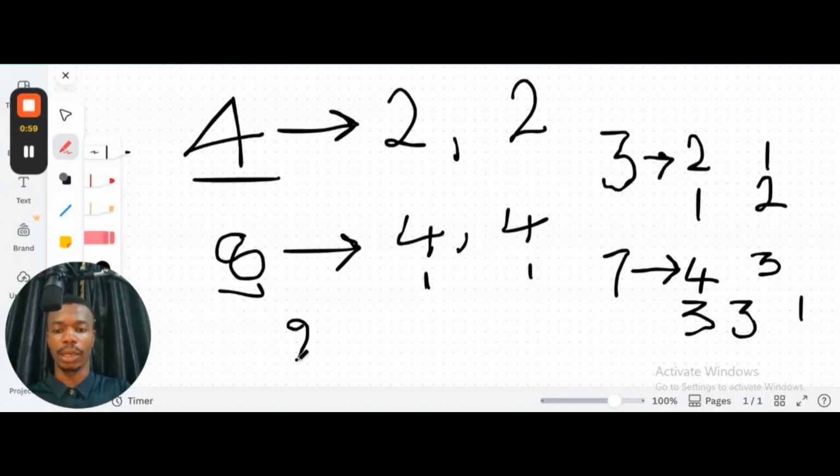Same with 9. What can we separate 9 into? We can separate 9 into 4 and 4. But the problem is that there will be a remainder of 1. You see? If we try to separate 9 into 5 and 4, they're not really equal. One is more than the other. And that is why it's called odd, because there will always be a remainder of 1.